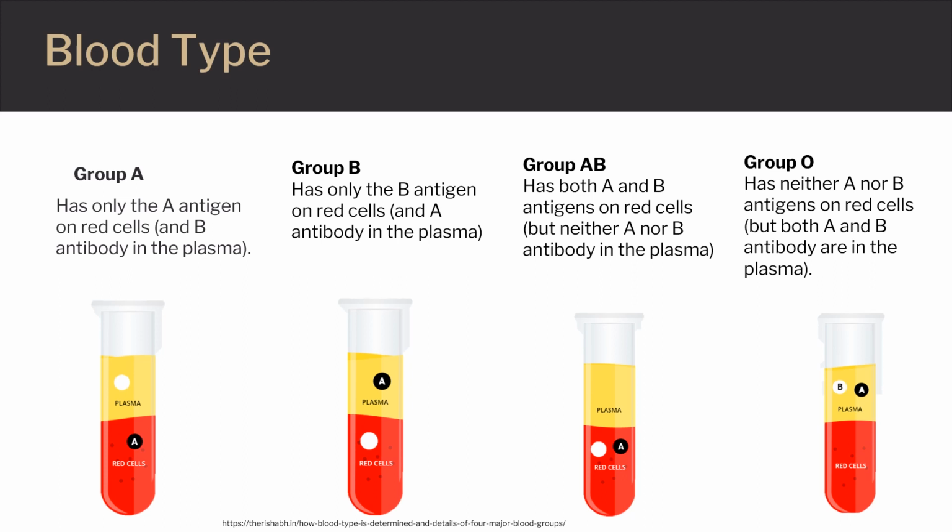Receiving blood from the wrong ABO group can be life-threatening. For example, if someone with Group B blood is given Group A blood, their anti-A antibodies will attack the Group A cells. This is why Group A blood must never be given to someone who has Group B blood, and vice versa.